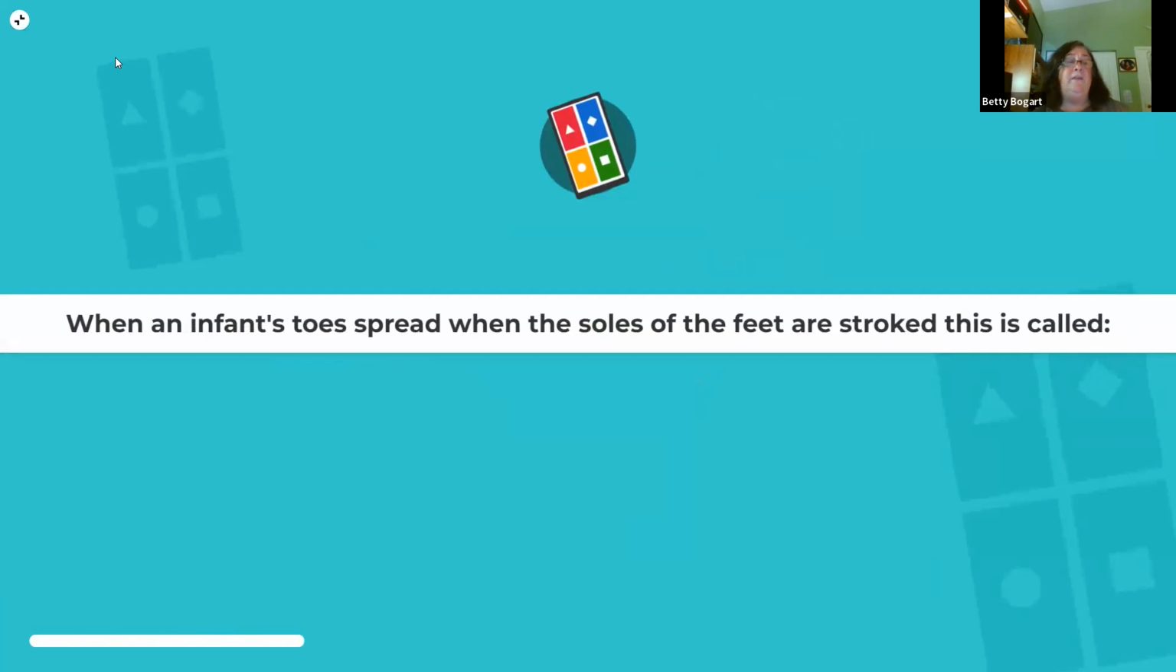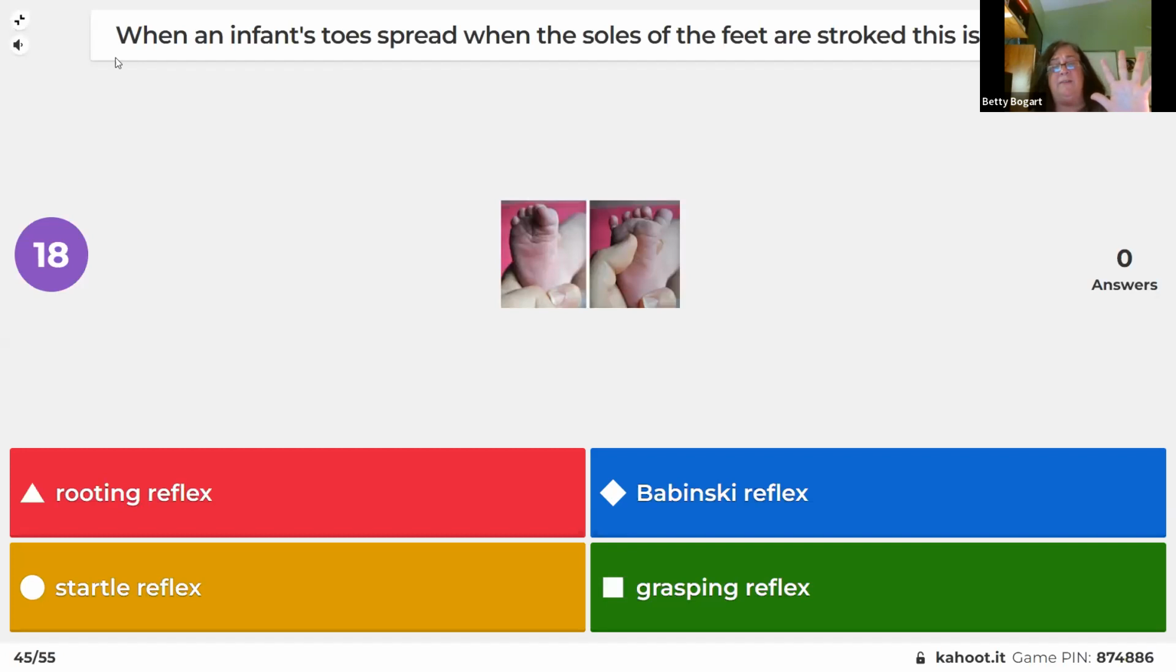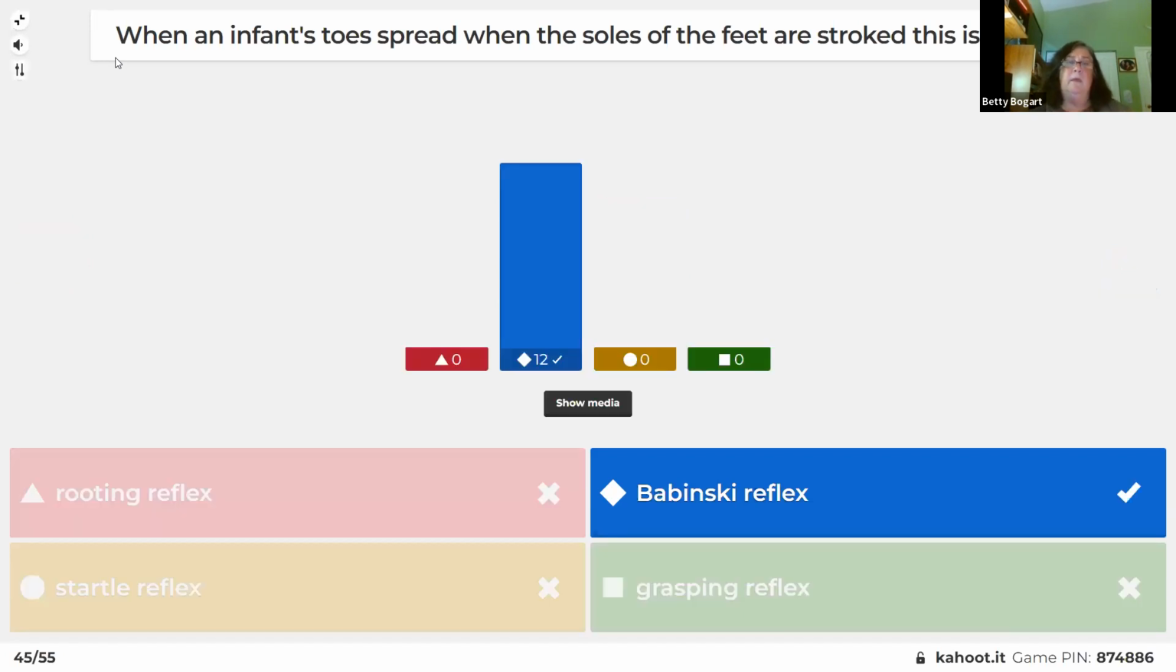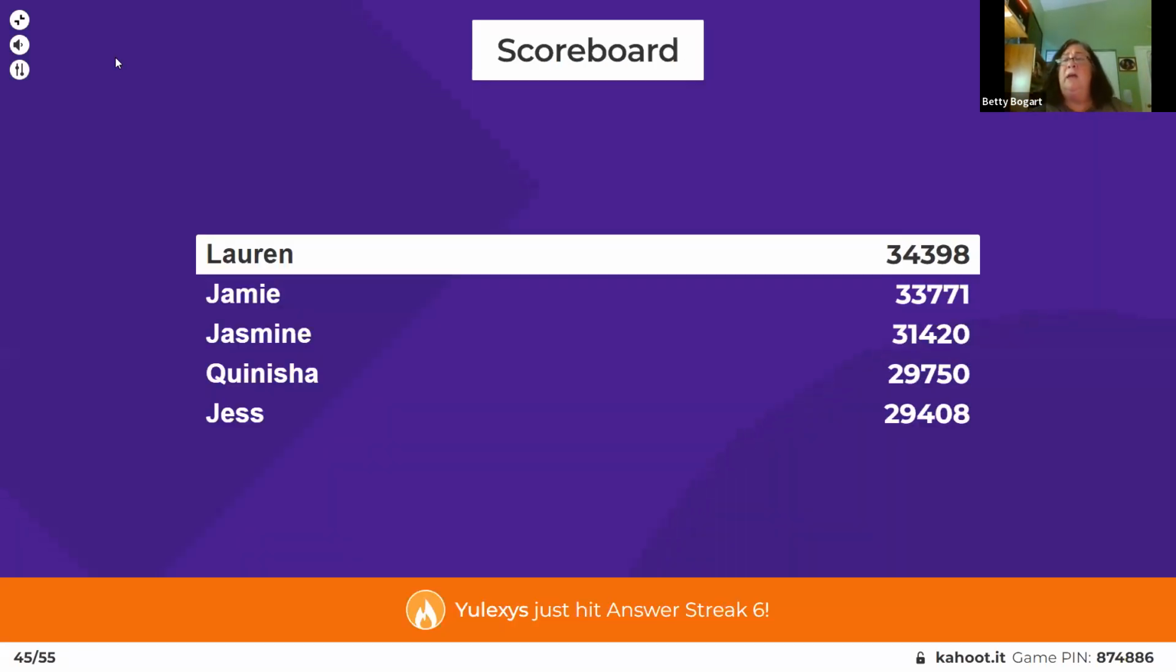When an infant's toes spread when the palms of the feet are stroked, what reflex is that? What is it called? So just like adults, that's Babinski. Rooting is stroking the cheek, going forward to eat, whether breast or a bottle. Startle is when you make a loud noise and you'll see the hands come up and the legs raised, and the grasping we've already discussed. You have voluntary and reflex.